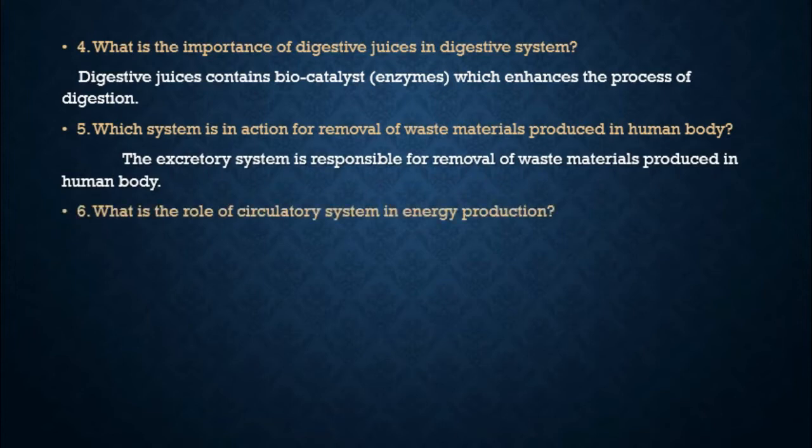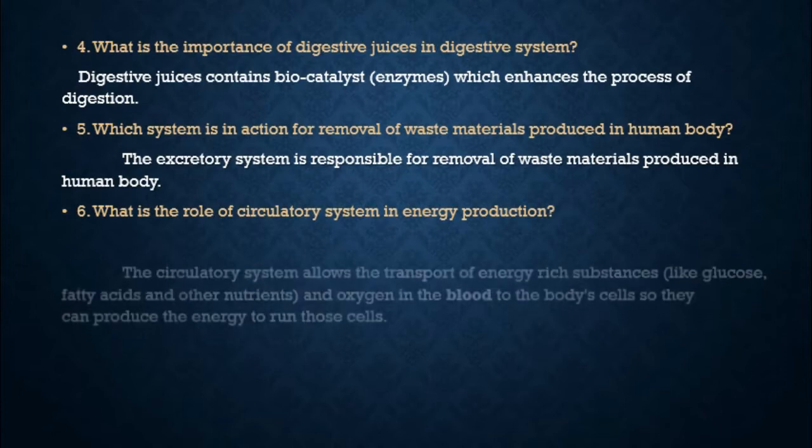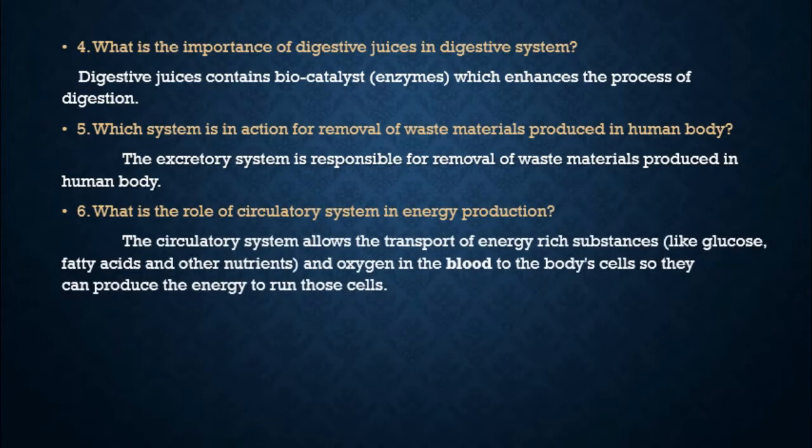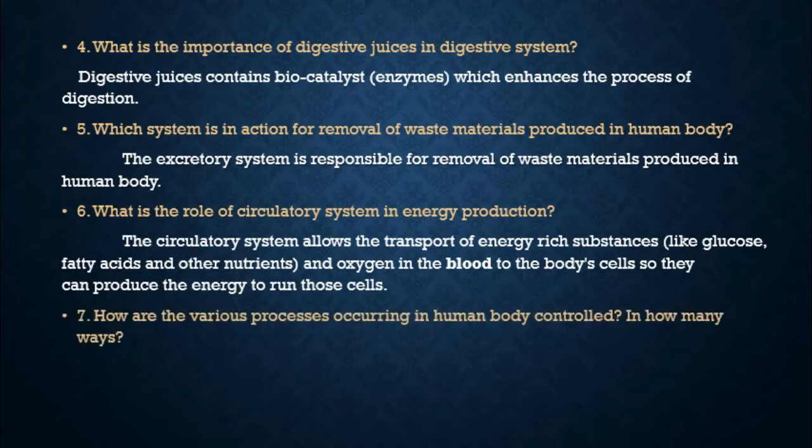Now, what is the role of the circulatory system in energy production? We know the circulatory system allows the transport of energy-rich substances like glucose, fatty acids and other nutrients, and also oxygen, in the blood to the body cells so that they can produce the energy to run those cells.